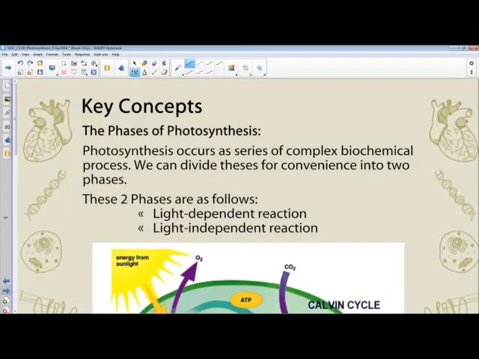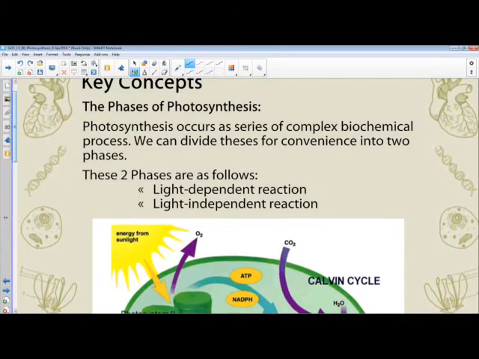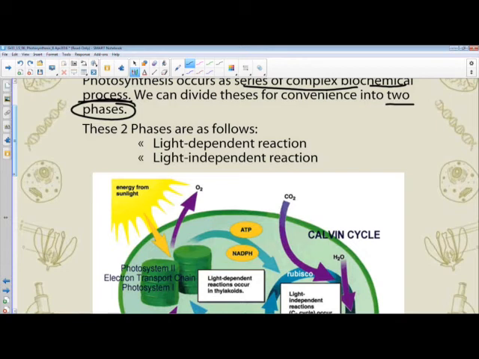Guys, let's look at the key concepts in terms of the process or the phases of photosynthesis. What is important to remember is that photosynthesis occurs in a series of complex biochemical processes. So it's not just one process. There's a series of steps involved, but these steps can be divided for our convenience into two phases. So we're going to look at photosynthesis today by studying it in two phases. These two phases are often referred to as the light phase or the light dependent phase, and the light independent phase or the dark phase.